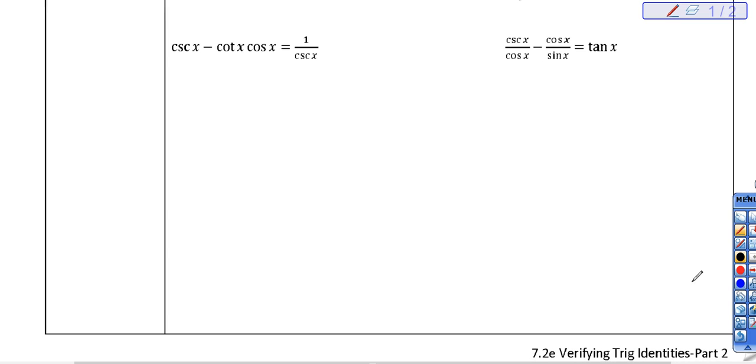Let's take a look at the next one. It's somewhat similar to the last one. If we look at it left and right, we have a subtraction and a multiplication equals a division or a quotient. So, options. We have 1 over cosecant. Well, what is that really? If I decomposed it, it would be sine, right? So I basically want to make this equal sine, and then I can convert it to 1 over cosecant.